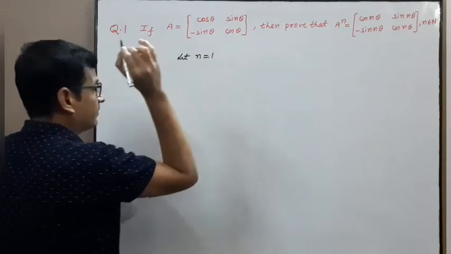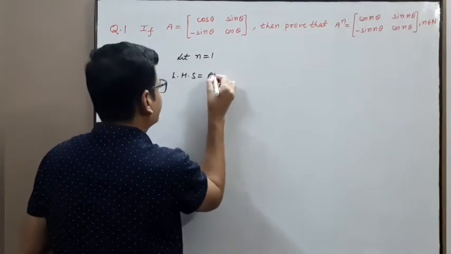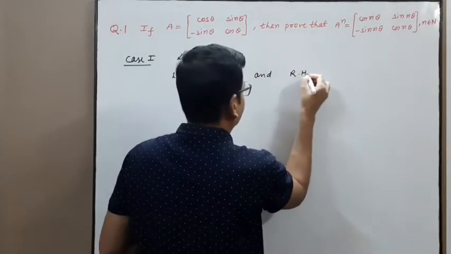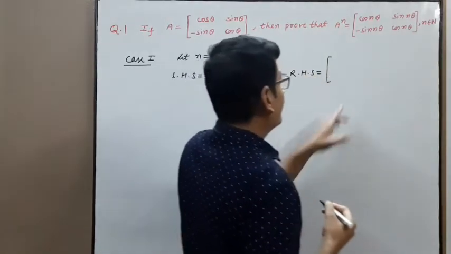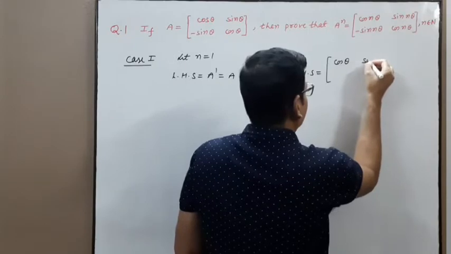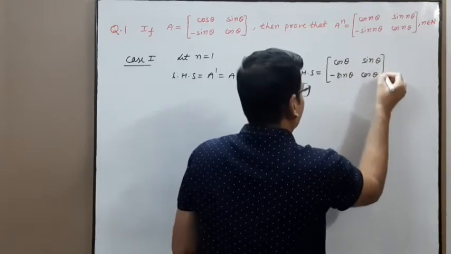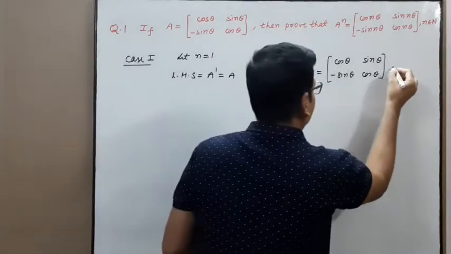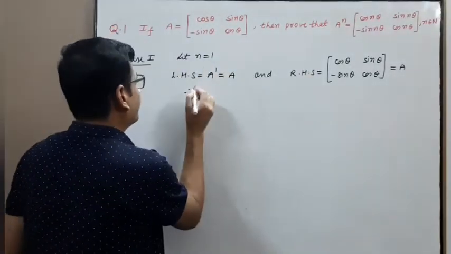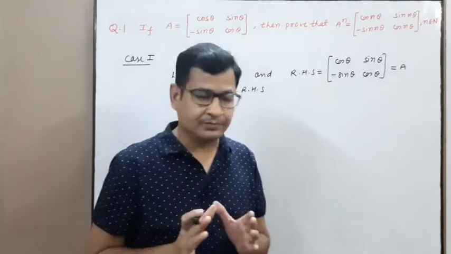Let n equal to 1. Left hand side is equal to A raised to the power 1, which is equal to A, and right hand side is equal to, putting n equal to 1, cos 1 into theta, cos theta, sin theta, minus sin theta and cos theta, which is the given matrix A. So the value of left hand side is A and the value of right hand side is also A. Therefore, for n equal to 1, left hand side is equal to right hand side, meaning the given statement is true.